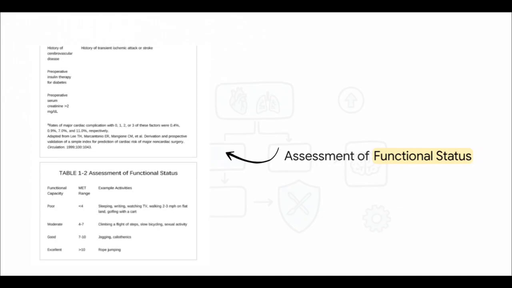But what you really need to watch out for is poor functional capacity. That's defined as under 4 METs. We're talking about just sleeping, watching TV, or golfing with a cart. Sorry to all the avid golfers out there, but that just doesn't count as a workout. If a patient is under 4 METs, that is a major exam trigger. It tells us they have significantly elevated cardiac risk.